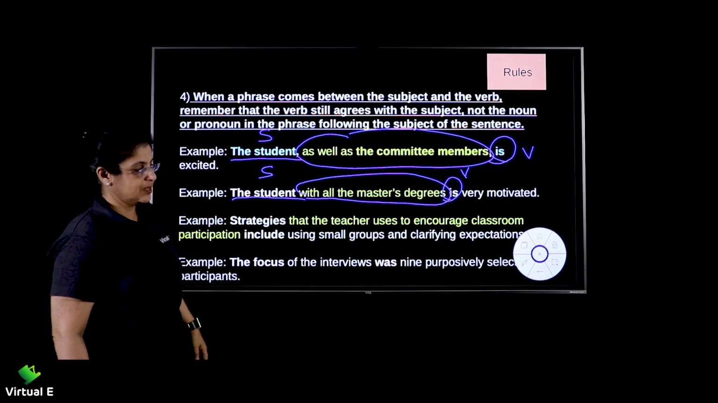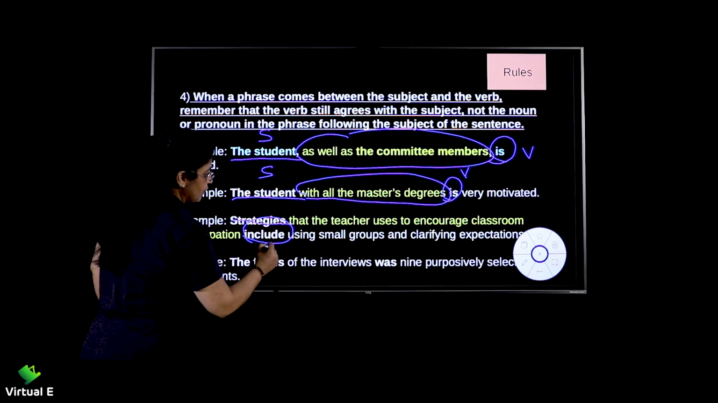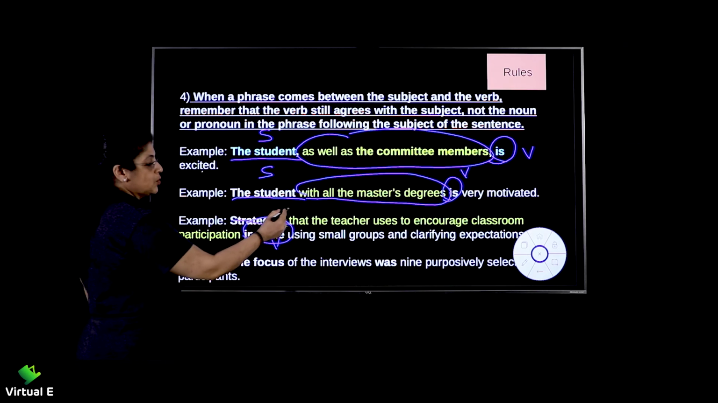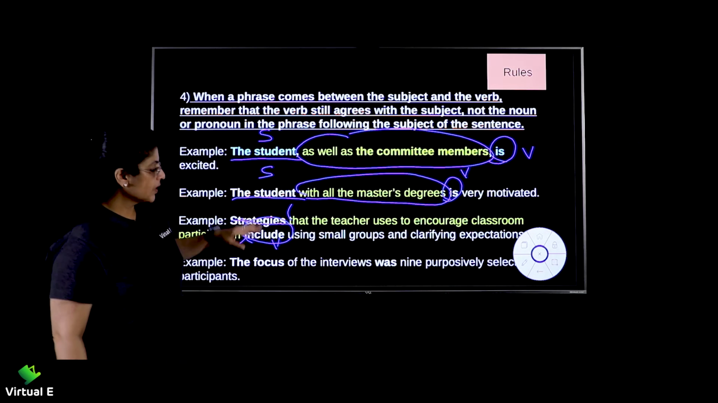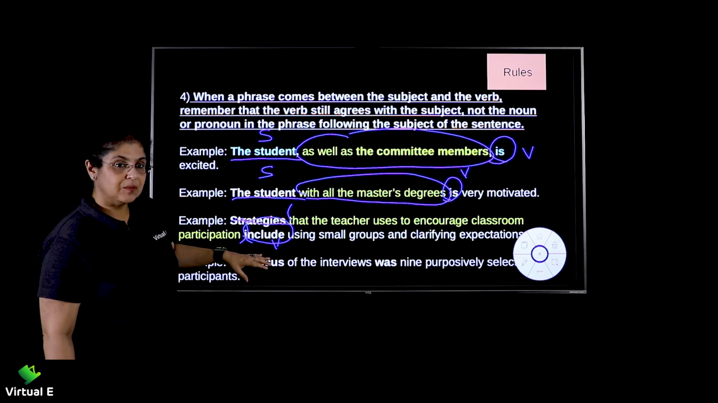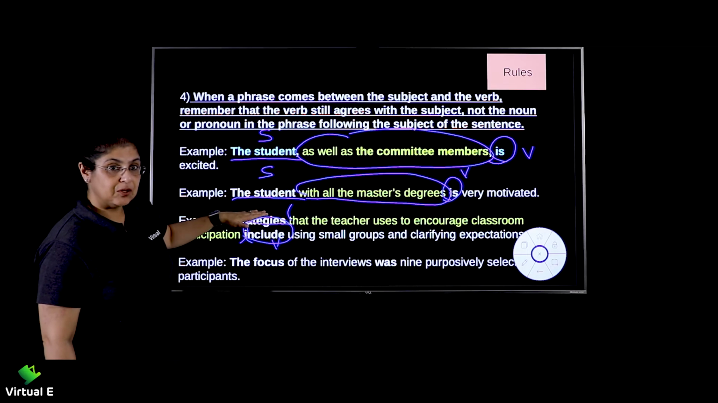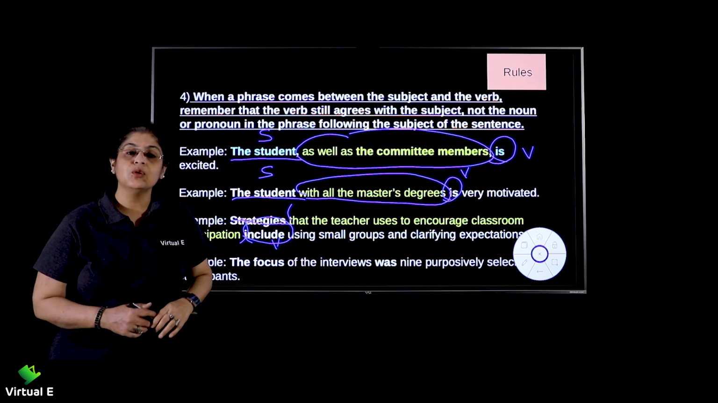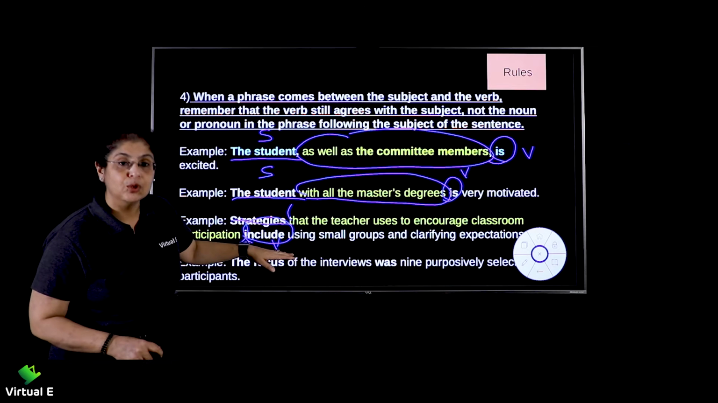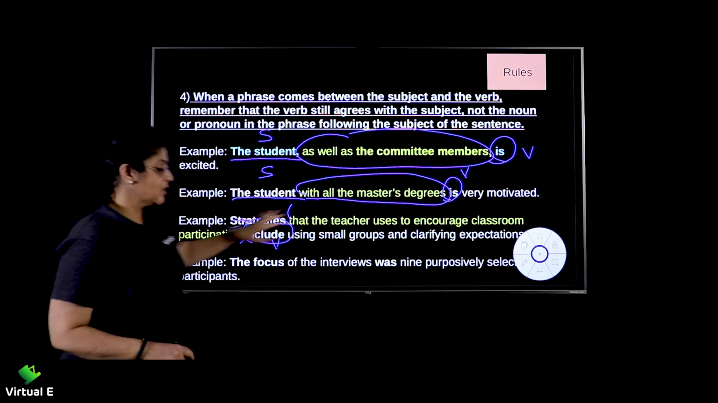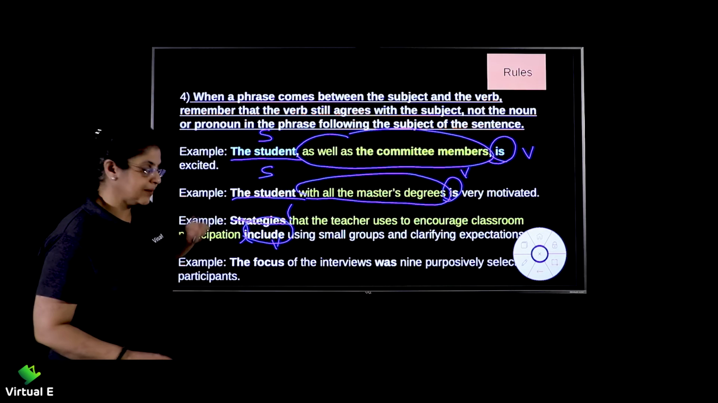Moving further, strategies that the teacher uses to encourage classroom participation include using small groups and clarifying expectations. All right, so here's our subject. Here is your verb, right? And what you see in yellow is the phrase. But is the subject connected to the verb? Is it agreeing? Yes, it is agreeing. If your subject is plural, the verb is also plural, right? So here you see strategies. Here it is include. This part has got nothing to do with the verb. The verb has to agree with the subject.